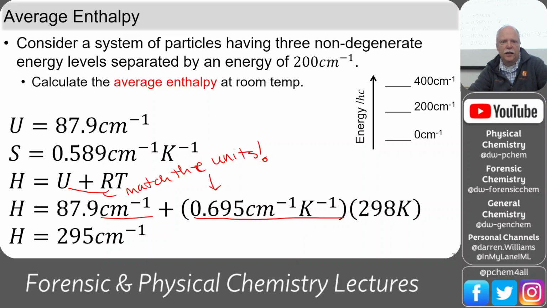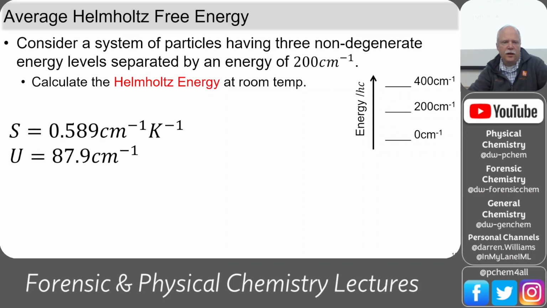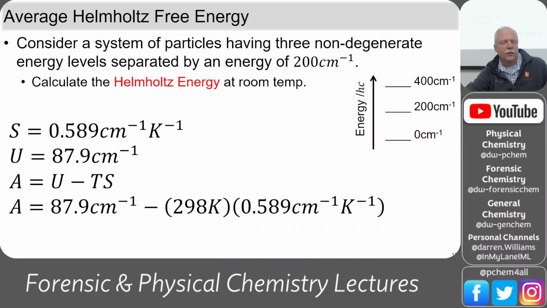Okay, next let's calculate the Helmholtz energy. So we have entropy here, the internal energy there, and this is U minus TS. So we have to use both the internal energy and the entropy. So once again, we're going to match the units. We've calculated entropy in terms of wave numbers, our energy in terms of wave numbers, and so this is going to work out just fine. So while y'all are writing that down, let me talk about the Helmholtz energy.